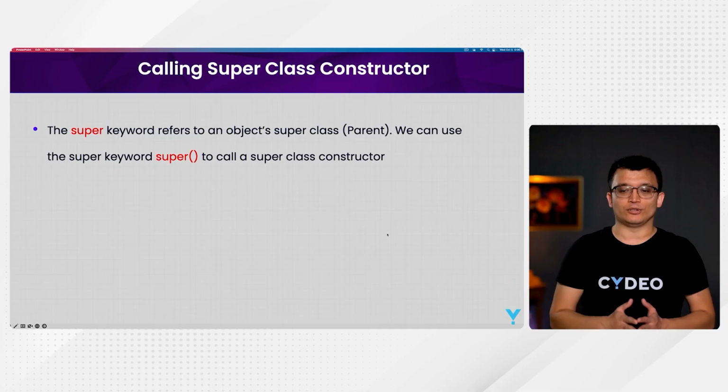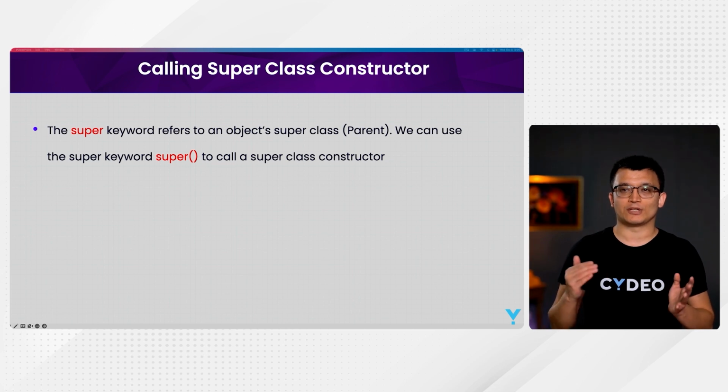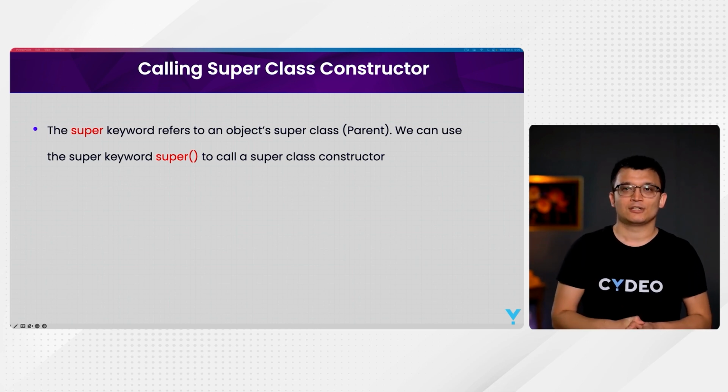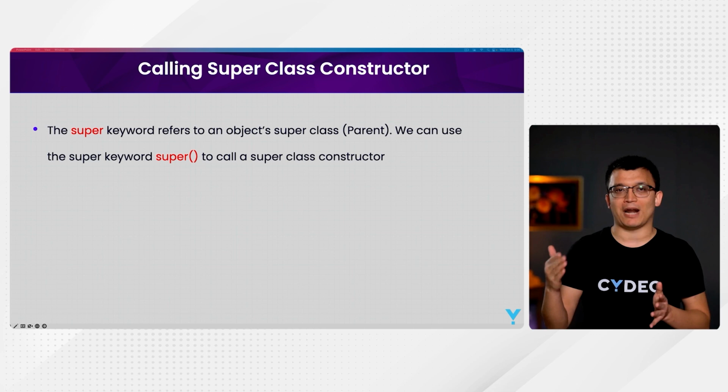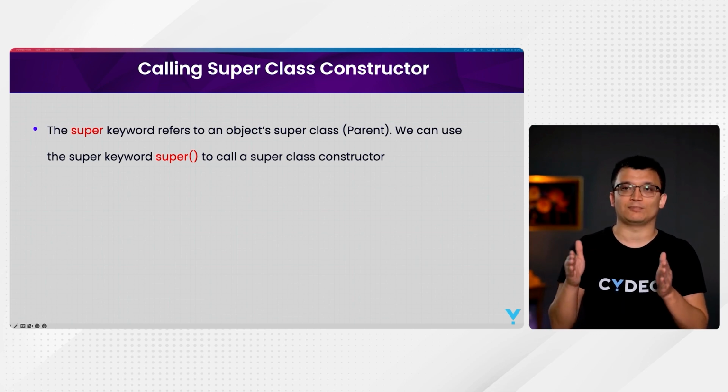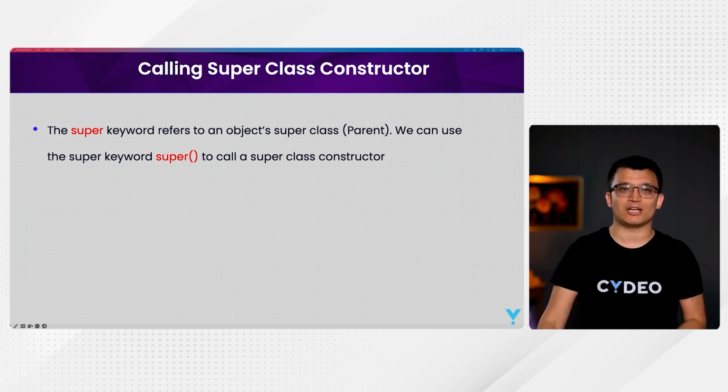The super keyword refers to an object's superclass instances. We can use the super keyword to call the superclass's constructor. As we previously stated, the constructor of the parent class cannot be inherited by the subclasses, but the subclass has to call the parent class's constructor.